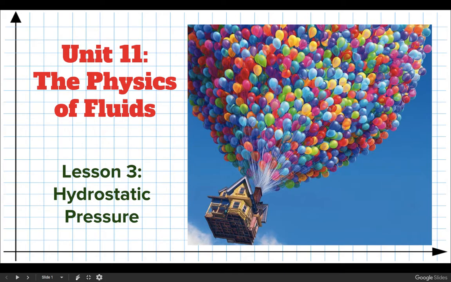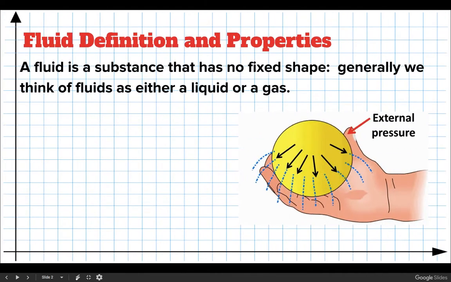Okay, now that we've studied pressure and density, we can move on to study fluids. So our first lesson in fluids is hydrostatic pressure. So first, let's define a fluid. A fluid is any substance that has no fixed shape. Generally, we think of this as either liquids or gases, but there can be some other more non-conventional fluids.